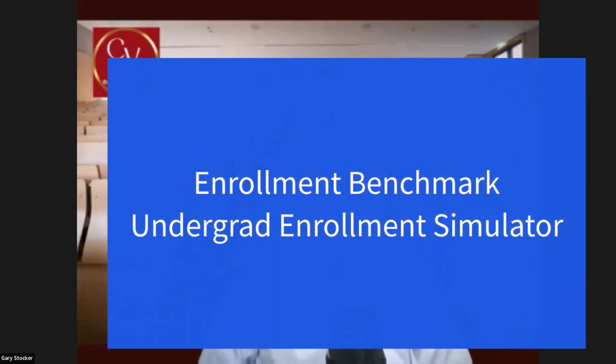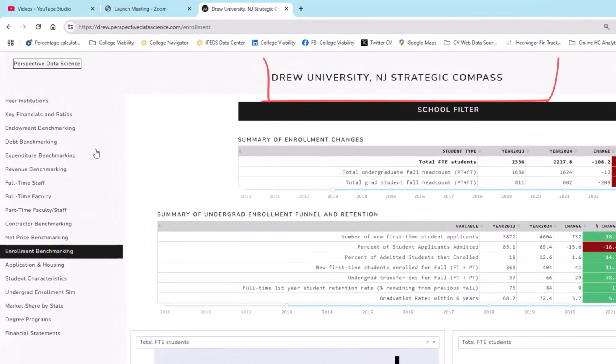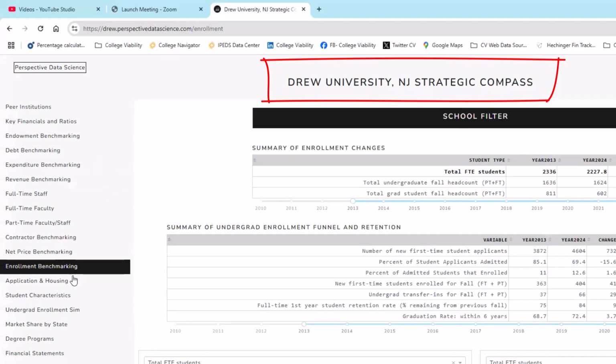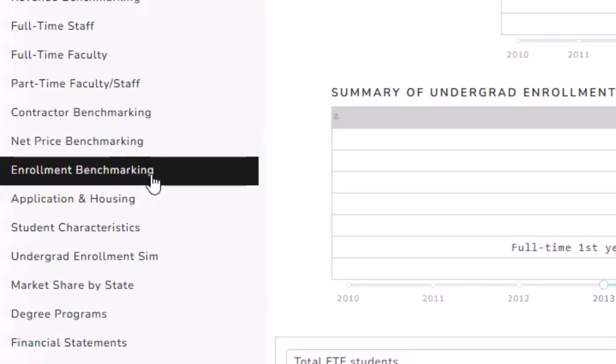For today's episode, we're looking at two of the modules. We're looking at the enrollment benchmark, and we're looking at the undergrad enrollment simulator. And so you're looking at the sample case that we have for this university that we use for this tutorial demo. And we're going to look at the enrollment benchmarking part of the Strategic Compass app.